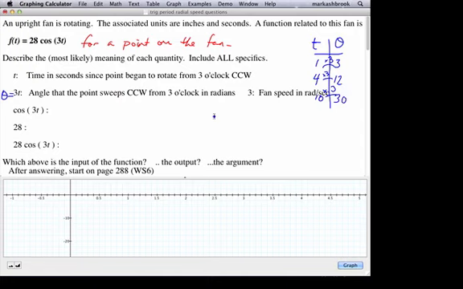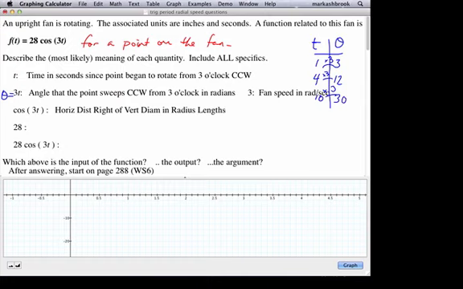Okay, so then how about cosine of 3t? Now we're going to take that angle swept in t seconds, and we're going to put it into cosine. And what will that give us relative to the fan scenario? Horizontal distance to the right of the vertical diameter, in radius lengths. I thought it was in inches. Yeah, the cosine doesn't know what the units of your circle are. It spits out radius length.